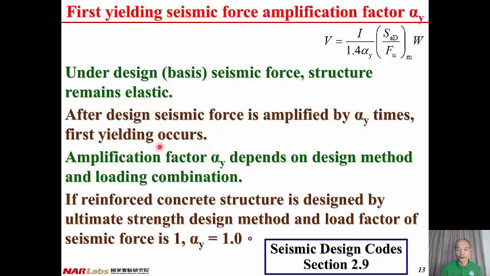Therefore, after the design seismic force is amplified by alpha Y times, first yielding in some member occurs. And the amplification factor alpha Y depends on two factors. One is the design method, the other is the loading combination. And from Seismic Design Code section 2.6, if the building is reinforced concrete structure designed by ultimate strength design method, and the load factor of seismic force is 1, then the first yielding seismic force amplification factor alpha Y equal to 1.0.